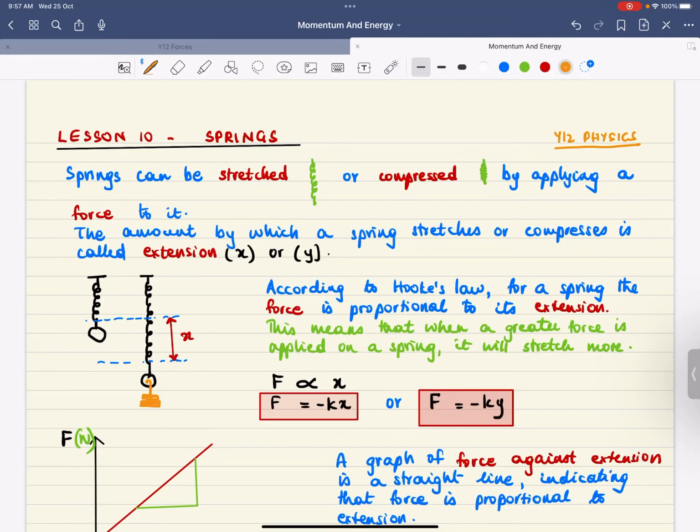This is John for Year 12 Physics, and this is the last lesson on mechanics and on momentum and energy. And this lesson is on springs.